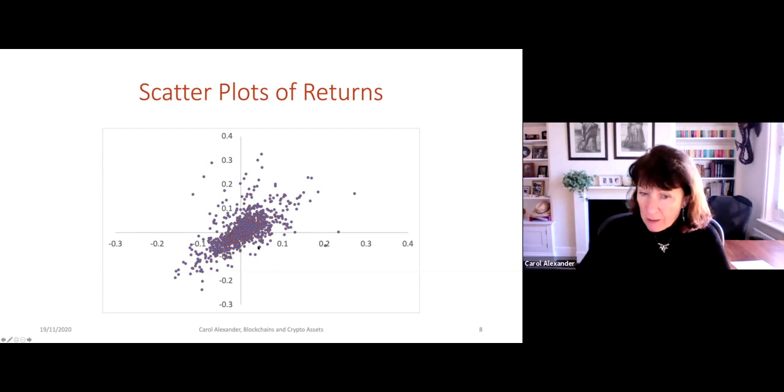I mean, there's all this stuff here where there's a positive return on Bitcoin but a negative return on Ether, or a negative return on Bitcoin and a highly positive return on Ether. But there's a general tendency for one to go up when the other goes up and one to go down when the other goes down. And that means there's a positive correlation.